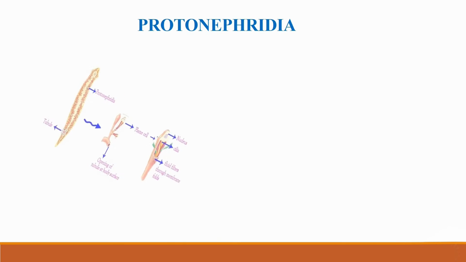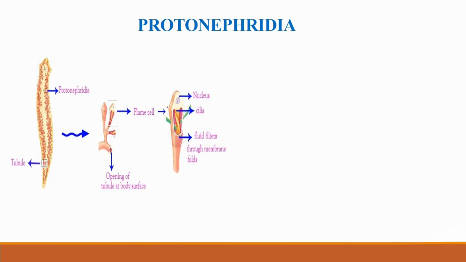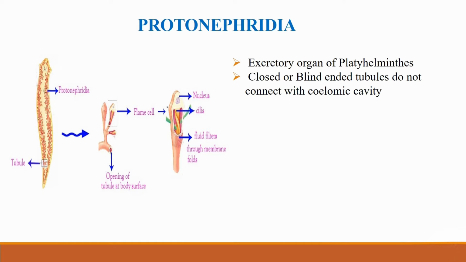Protonephridia. True excretory organs. Discrete organs which have an excretory function are found in all animals above the level of coelenterates. The simplest of these excretory organs are found in the platyhelminthes and are called protonephridia. Protonephridia are excretory structures which exist as closed or blind-ended tubules and which do not connect with the coelomic cavity. The cell which forms the tip of the blind-ended tube is ciliated.